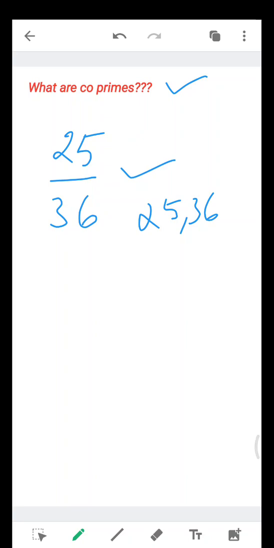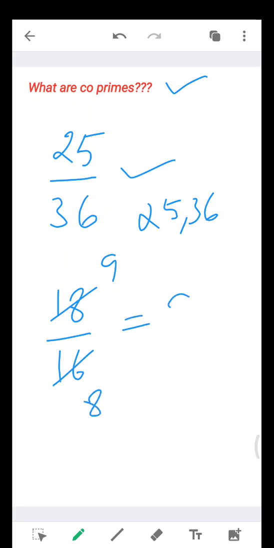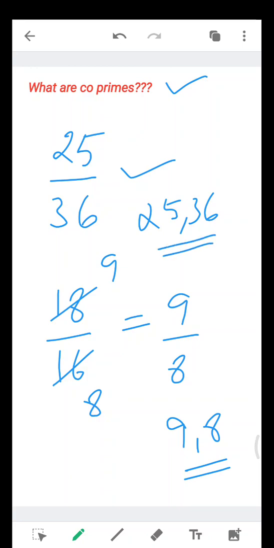Like you used to write a fraction in simplest form. Like if I take an example, 18 and say 16. 18 and 16 are divisible by 2, isn't it? I can divide it by 2, 2 9 times, 2 8 times, then I get 9 by 8. Now they are not further divisible. So these 9 and 8 are also coprimes. 25 and 36 is also a coprime because they are not further divisible by any number.